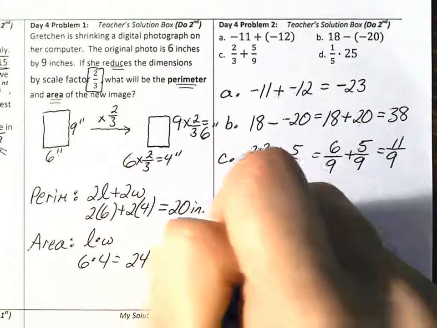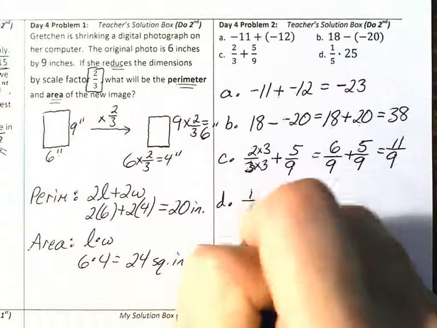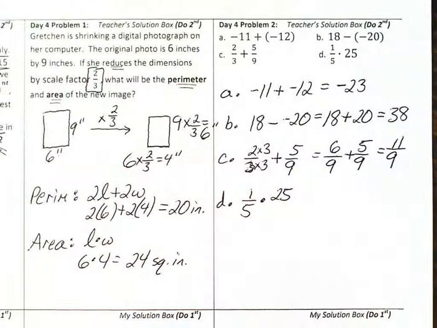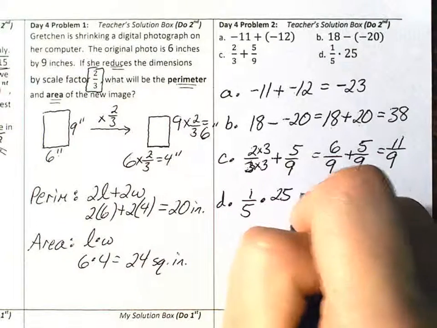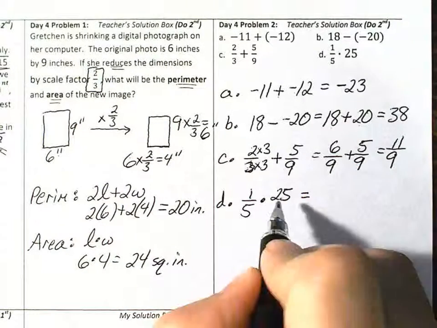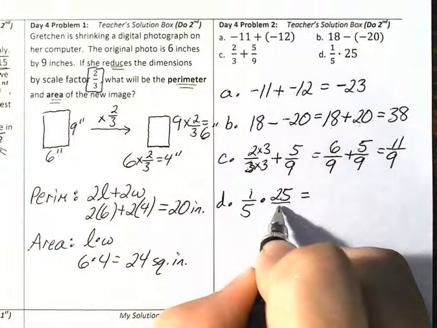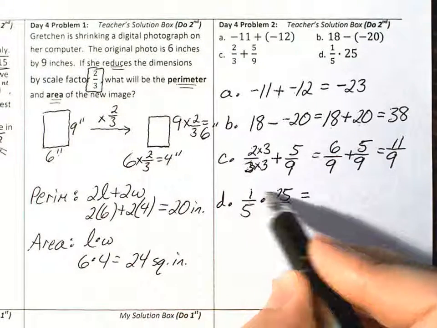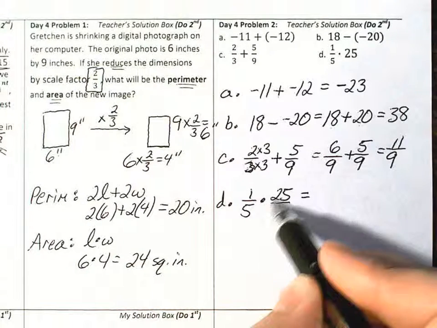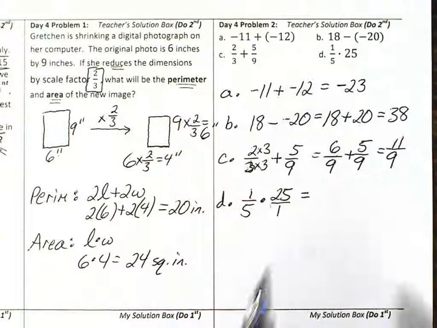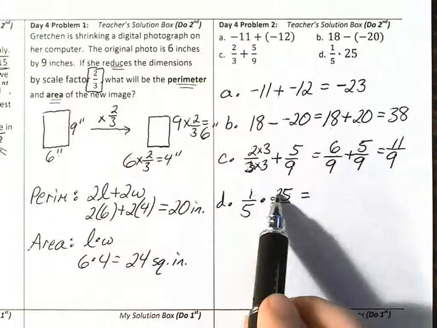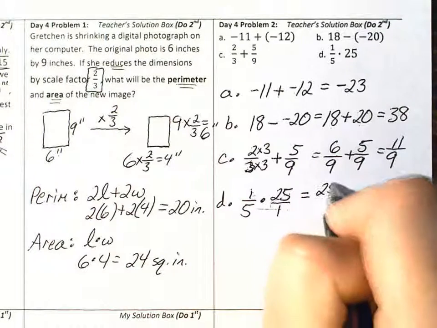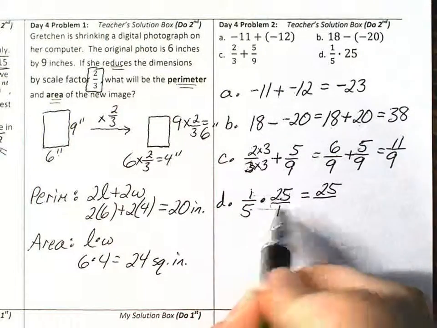Question D, 1/5 times 25, or 1/5 of 25. One way to do this is to put a 1 under the whole number. It just helps to keep straight what's in the top, what's in the bottom. It's not necessary to do that, but it might help you to keep the numerator and the denominators lined up correctly. 1 times 25 is 25. 5 times 1 is 5.